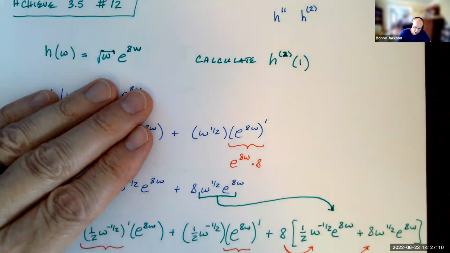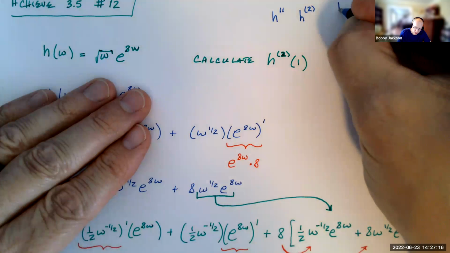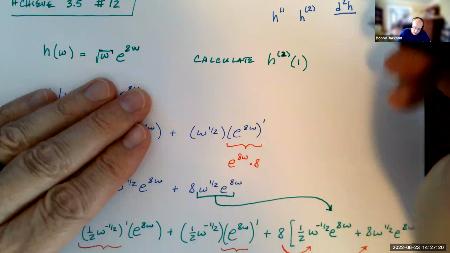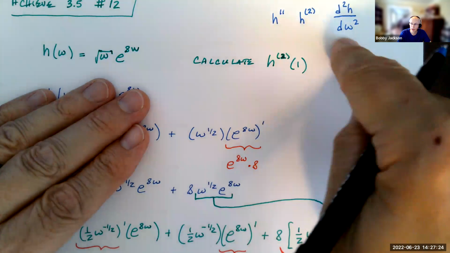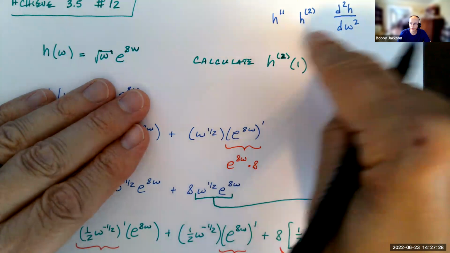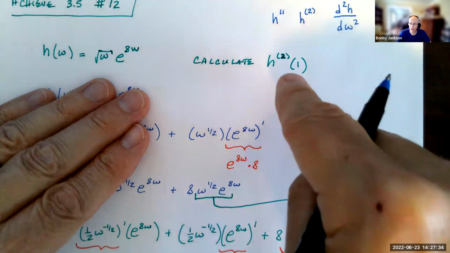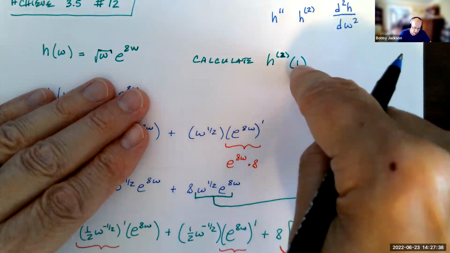one other notation is the Leibniz notation. So that would be d squared h over dw squared. In this case, notice the independent variable is w. So these are all the same, they represent the same thing, the second derivative of the function. Evaluated at w equal 1. So don't plug in w equal 1 until you have the derivative.